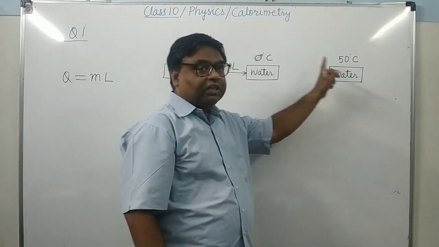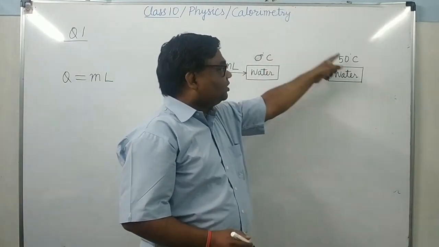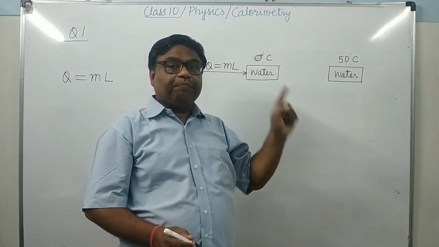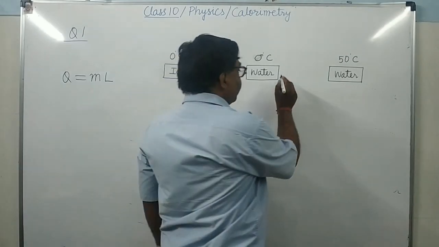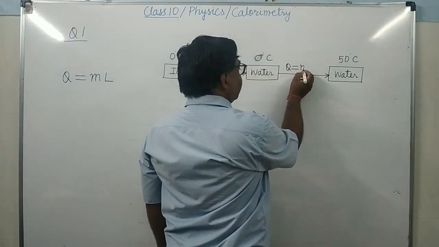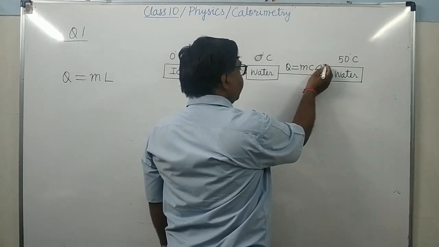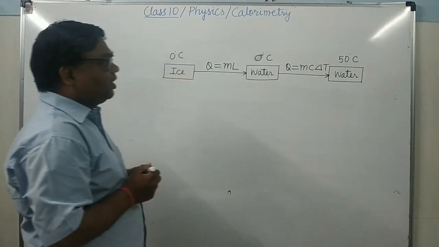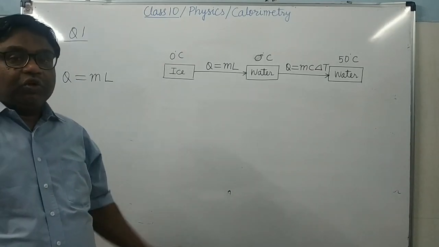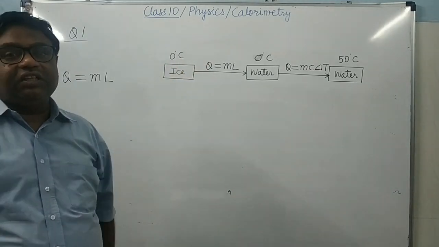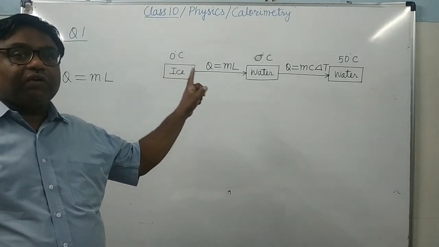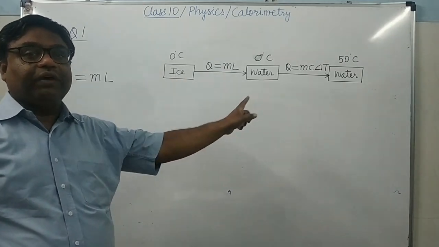But here what is happening? Temperature is changing, state is same, and when state is same and temperature is changing, you remember which heat will be absorbed or liberated? It is M into C into delta T. Is it clear? So this change will take place in this order. Now we will calculate the total amount of heat required this way.